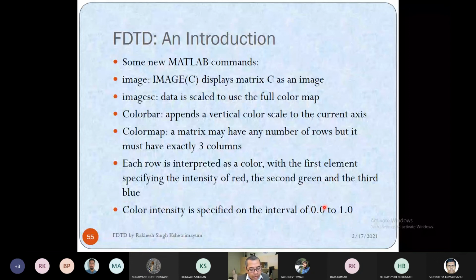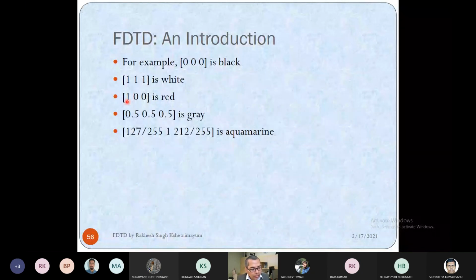If you give different values of RGB, you can generate different colors. For example, 0 0 0 is black, 1 1 1 is white, 1 0 0 is red, 0.5 0.5 0.5 is gray. So 127 by 255, 255 by 212 is aquamarine. So different colors will have different values of RGB.